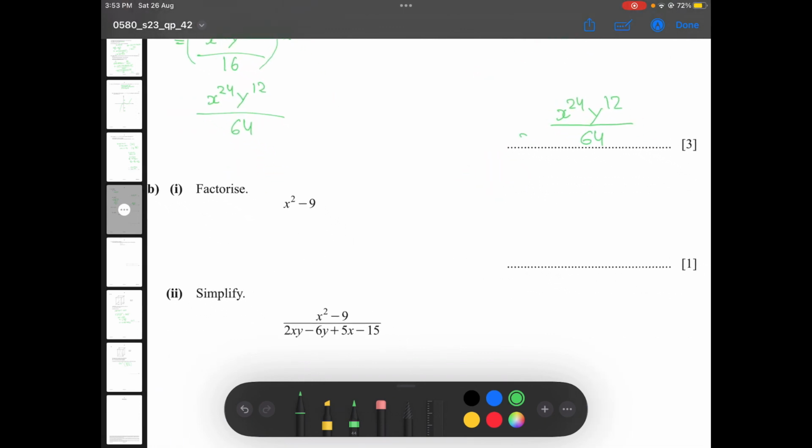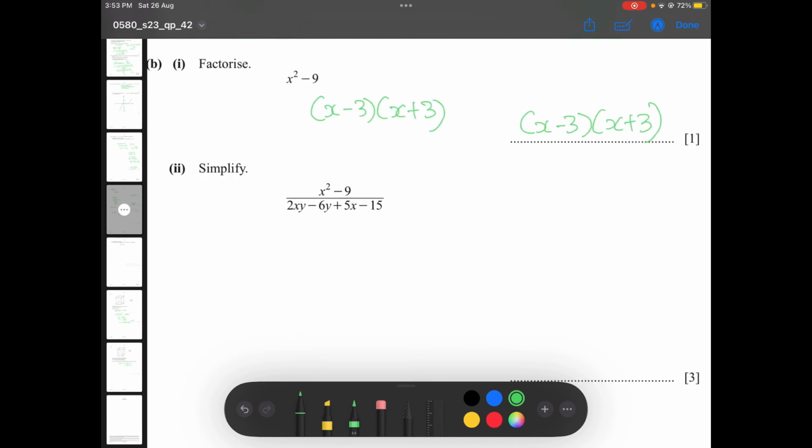Factorize x squared minus 9. This is again a very easy part. As you can see, x squared is x times x, and 9 is the square of 3, so it can be x minus 3 and x plus 3. When you expand this, you get the same thing. So x minus 3, x plus 3. Alright, moving on to the next part.